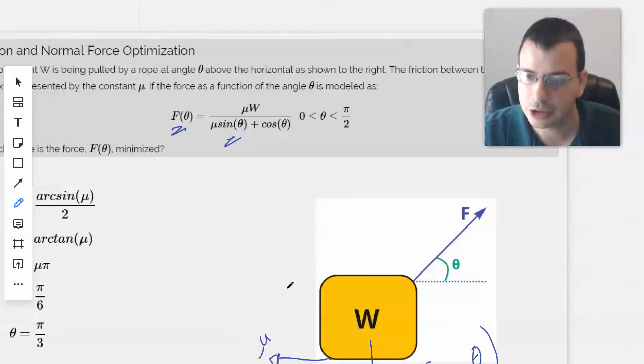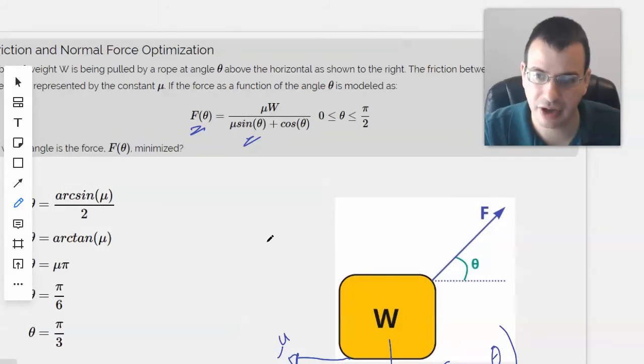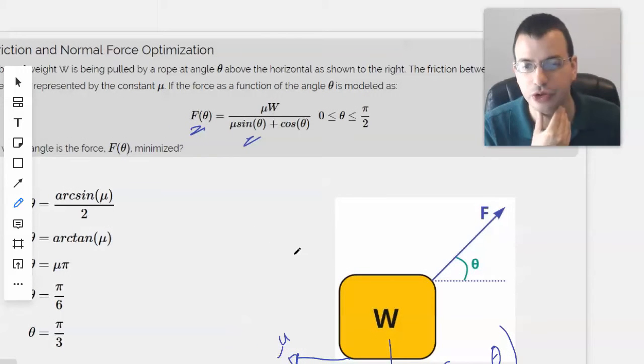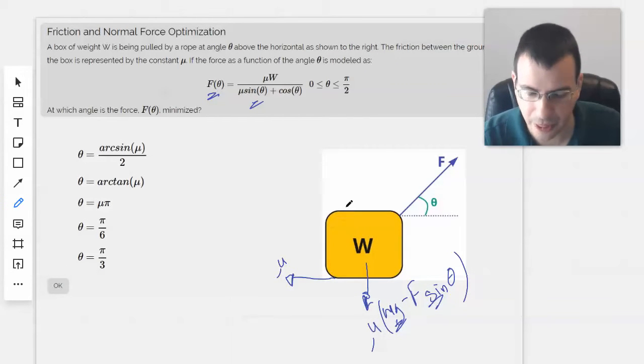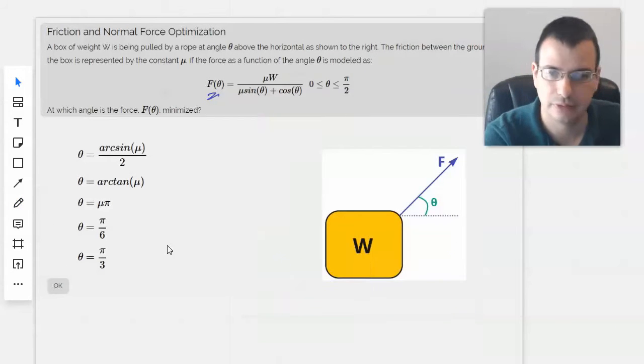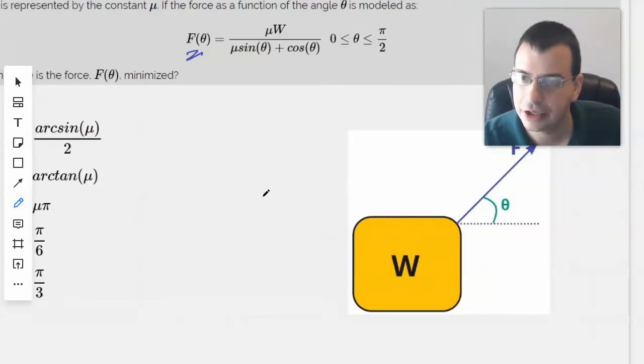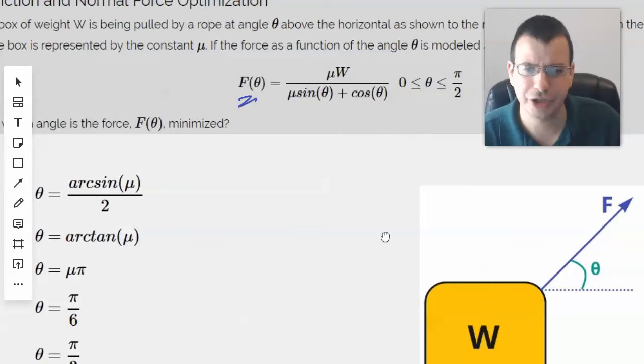Okay. So we want to minimize the force here. So we want to take the derivative of this. Derivative with respect to theta, because that's what we're going to change here. We're trying to find the optimal theta. So, wow, this is challenging. Okay.